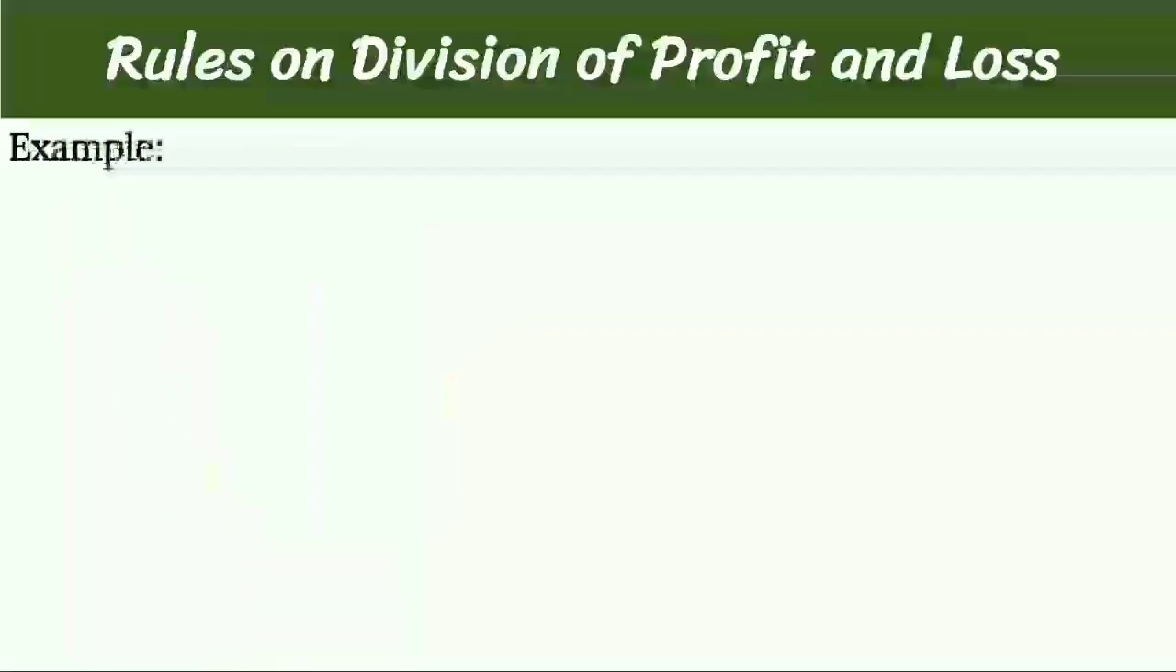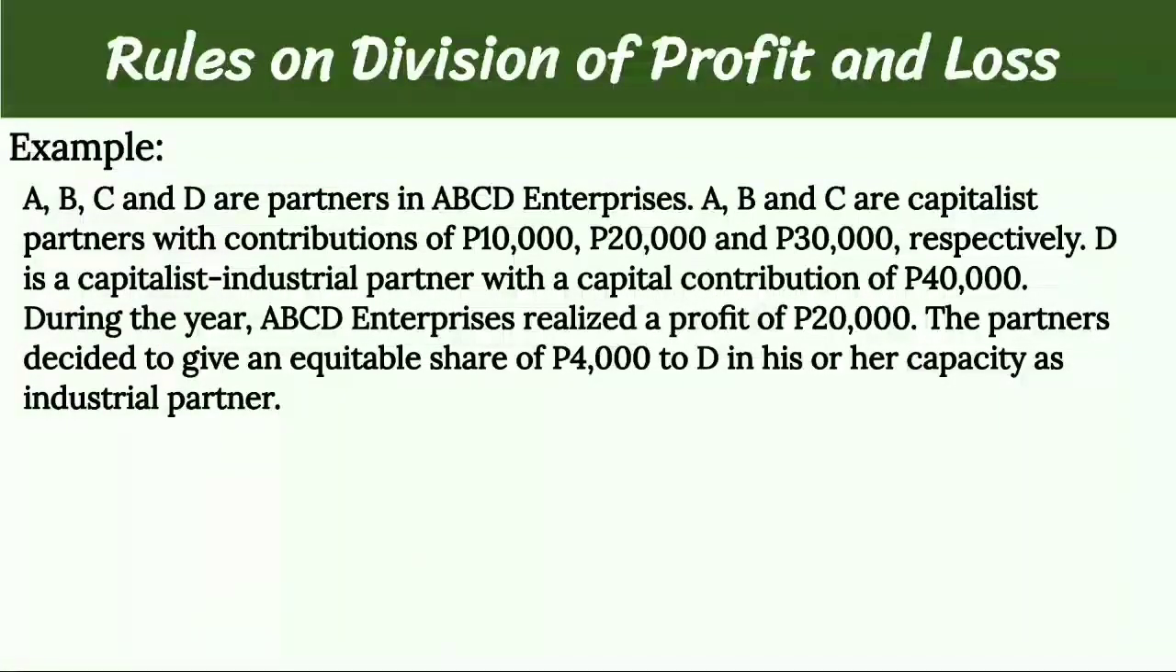Let's have an example. A, B, C, and D are partners in A, B, C, D enterprises. A, B, and C are capitalist partners with contributions of 10,000 pesos, 20,000 pesos, and 30,000 pesos respectively. D is a capitalist industrial partner with a capital contribution of 40,000 pesos. During the year, A, B, C, D enterprises realized a profit of 20,000 pesos.